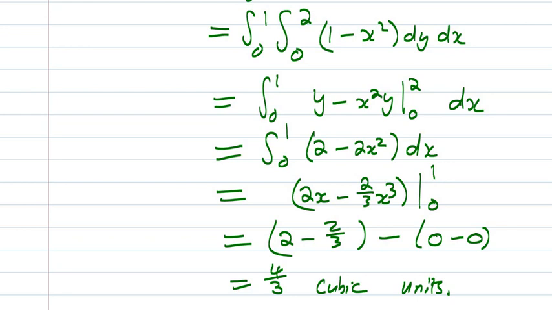So the volume of the solid, we converted it into a double integral. We first had to work out over which region we are integrating, and we got to have the correct integrand, and then we set up the double integral as an iterated integral.